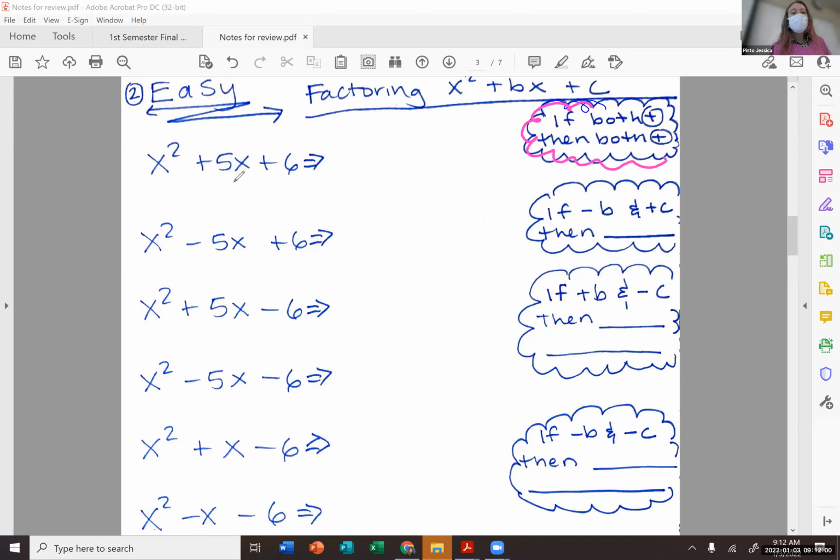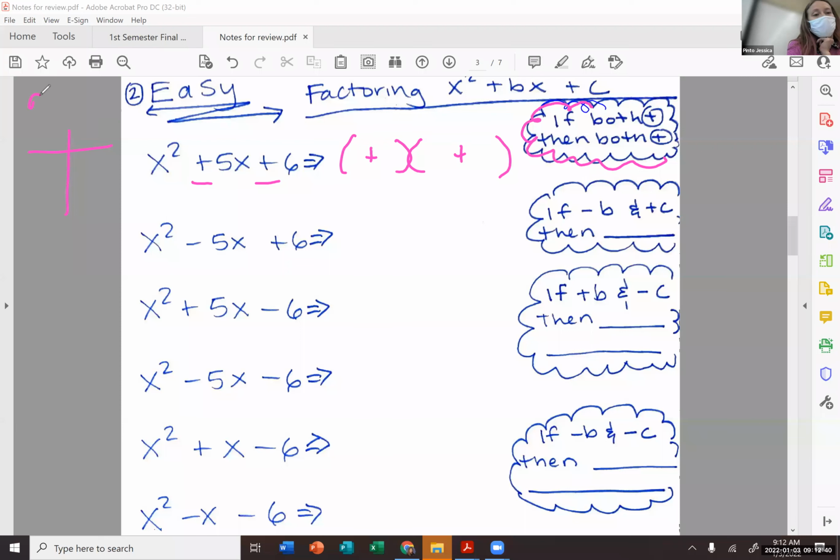Okay, if both are positive, then both of the binomials are positive. Looking at all of these, the easy factoring ones have x squared. They do not have 2x squared, 3x squared, 4x squared, and so on. They don't have a number in front of the x. There's no coefficient. With no coefficient, this is the exact opposite of what we just did.